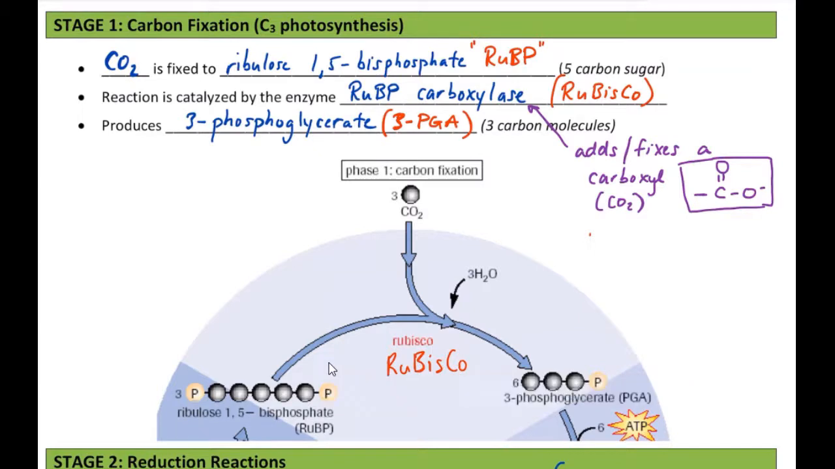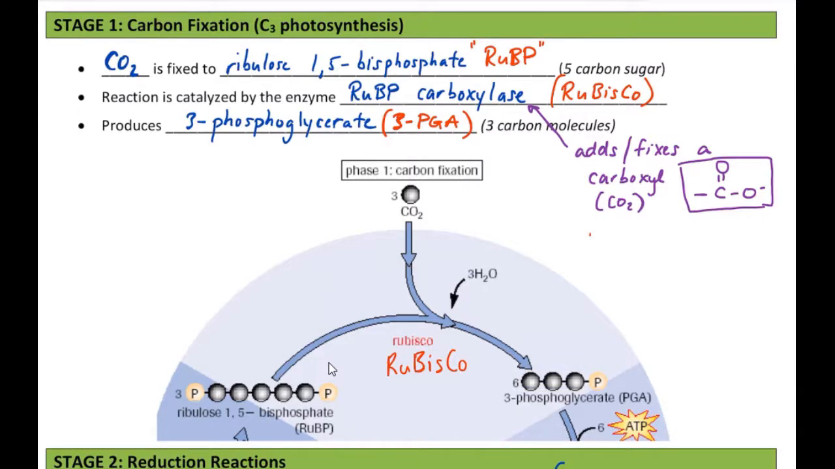phosphoglycerate: 3 because of which carbon the phosphate is on, phospho because it's got a phosphate, glycerate because that's what the carbons are with all their functional groups. Remember, we're not bothering to show all the OHs or Hs or the double-bonded O's. We're not showing anything that's on the carbons. We're just simplifying this as much as possible. So we're going to create 3-PGA.